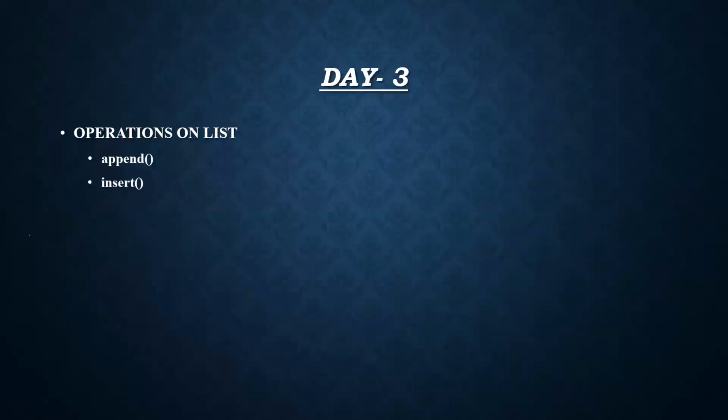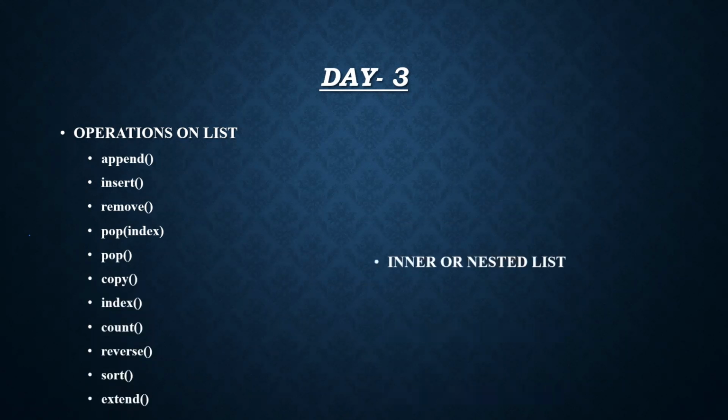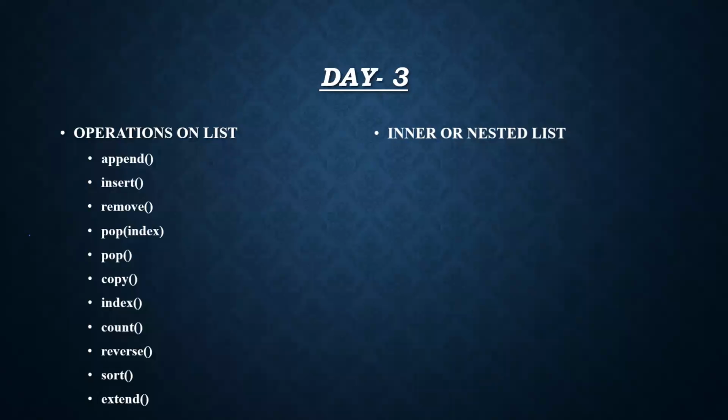Now the next thing we have is insert. Next is remove. We're going to see all these things. Pop index is where we delete the element at a specific index. Pop means it will remove the last element. Then copy, index, count, reverse, sort, and extend. These are some of the operations.